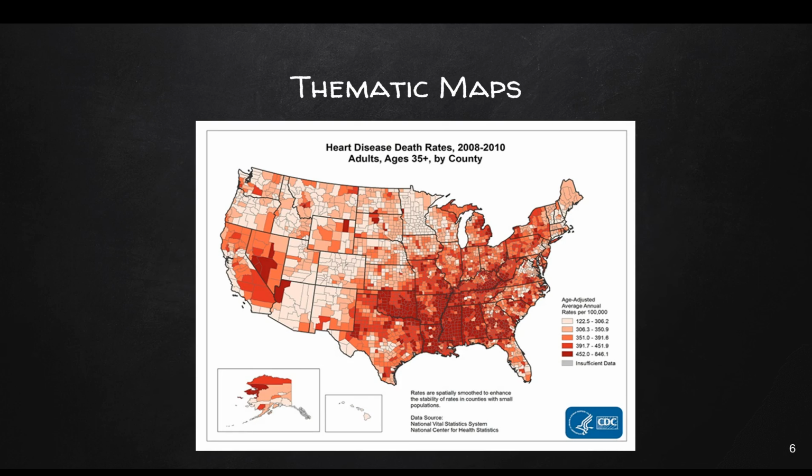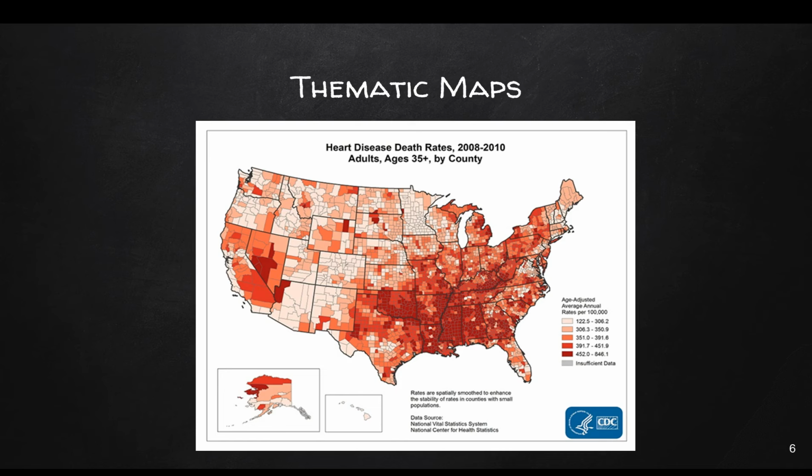The final type of map is a thematic map. Thematic maps illustrate the geographical distribution of a particular theme or phenomena. This map shows heart disease death rates by county. This type of thematic map is called a choropleth map, which portrays quantitative data as a color and can show density, percent, average value, or quantities of an event within a geographic area.